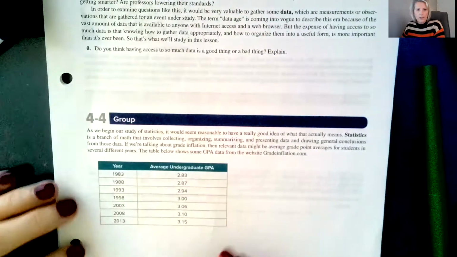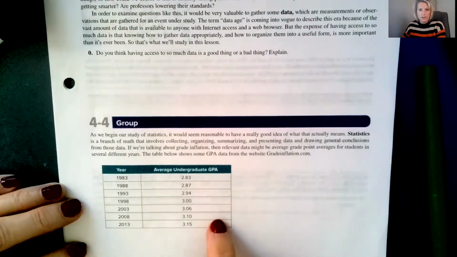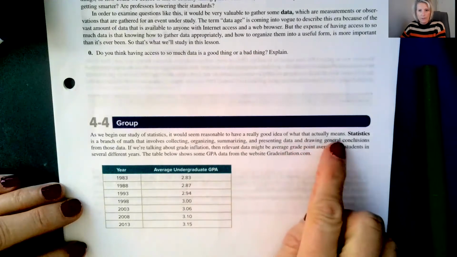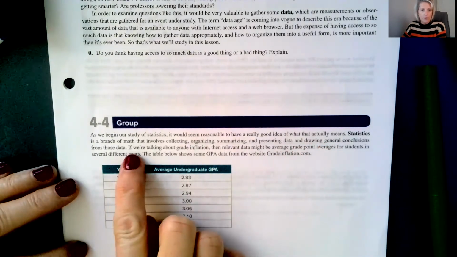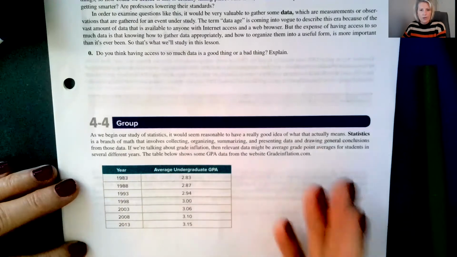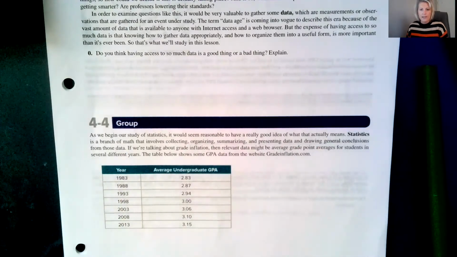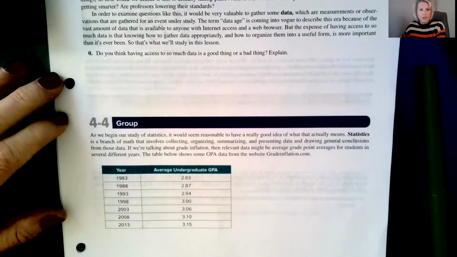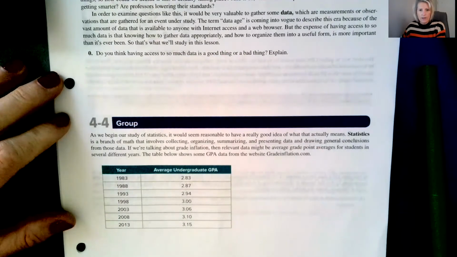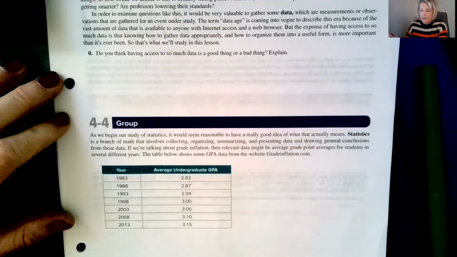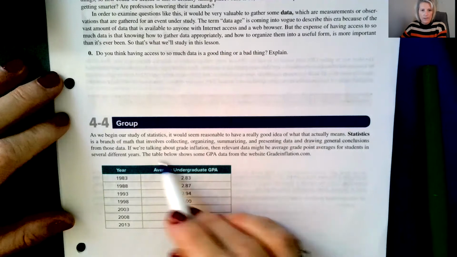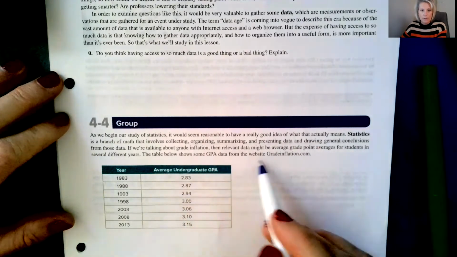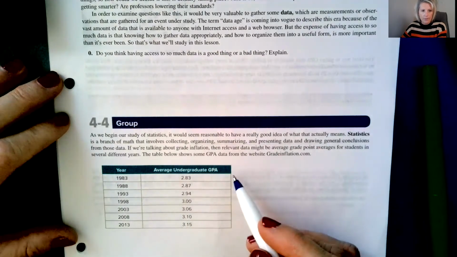So as we begin our study of statistics, it would seem reasonable to have a really good idea of what they actually mean. Statistics is a branch of math that involves collecting, organizing, summarizing, and presenting data and drawing general conclusions from those data. If we're talking about grade inflation, then relevant data might be average grade point averages for students in several different years. This table below shows GPA data from the website gradeinflation.com.